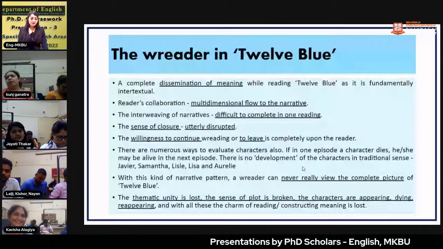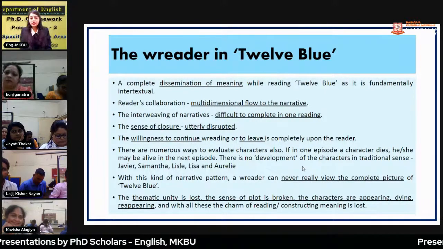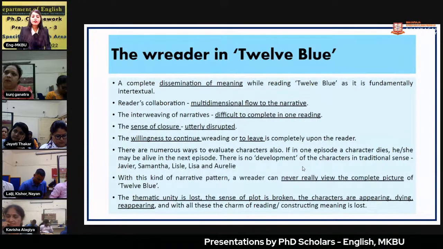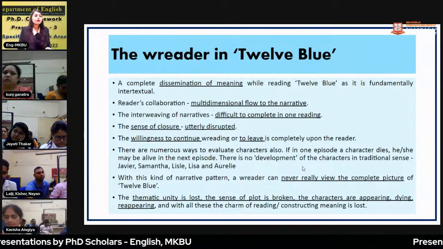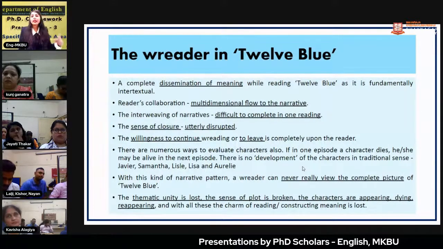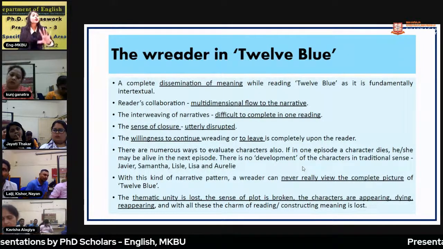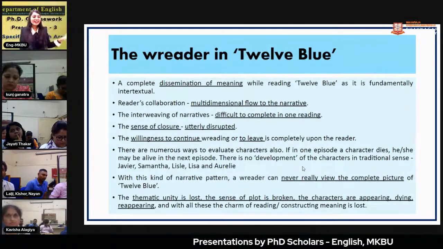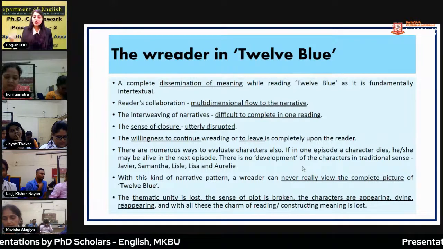Now, again coming back to it, there is complete dissemination of meaning while reading 12 Blue or any kind of digital hypertext novel. There is this collaboration from the side of readers, which gives us a multidimensional flow of narrative. If we want to start reading, we can start reading 5 times a day, 6 times a day, and every time we are given a different beginning, different ending, different middle of the plot. We had this sense of closure for traditional text, which is completely disrupted in reading a hypertext novel. And it is completely upon us as a reader to continue or to leave the text.